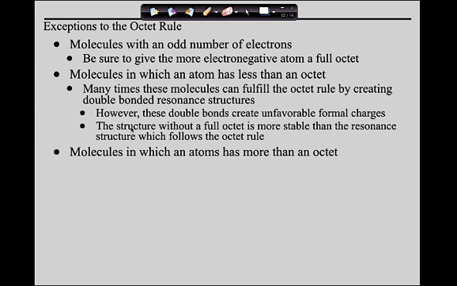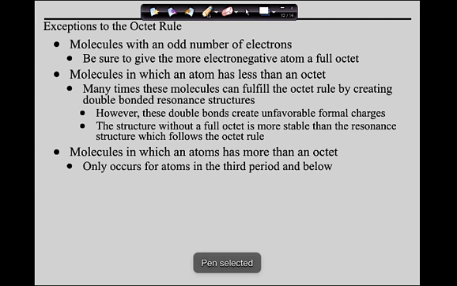Then the thing we're really going to get into in the next unit, in the next days, is these molecules that have more than an octet. So guys, let's talk about this really briefly, and then we'll get into it a lot more on Wednesday. When we look at molecules where there's more than an octet on the central atom, this only begins to happen for atoms in the third period.